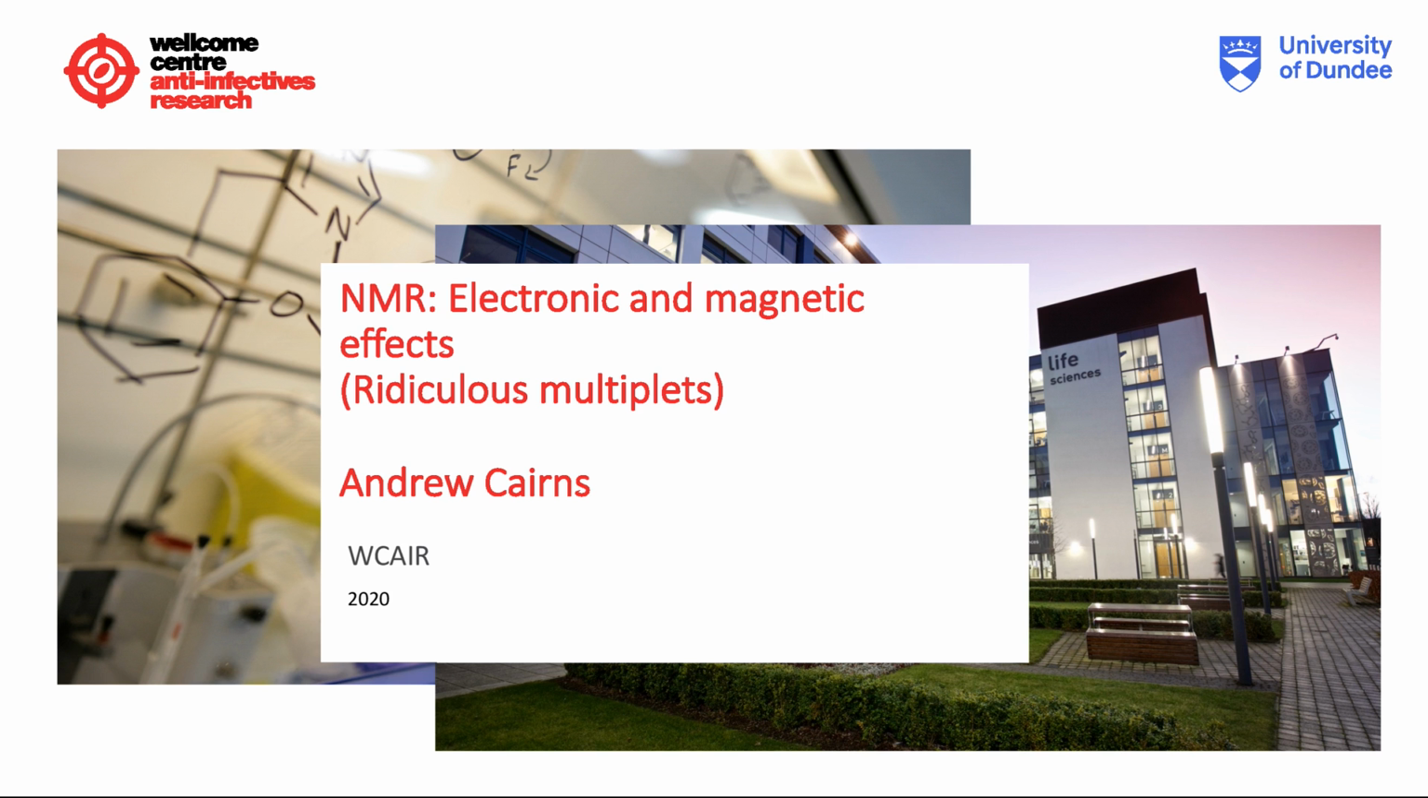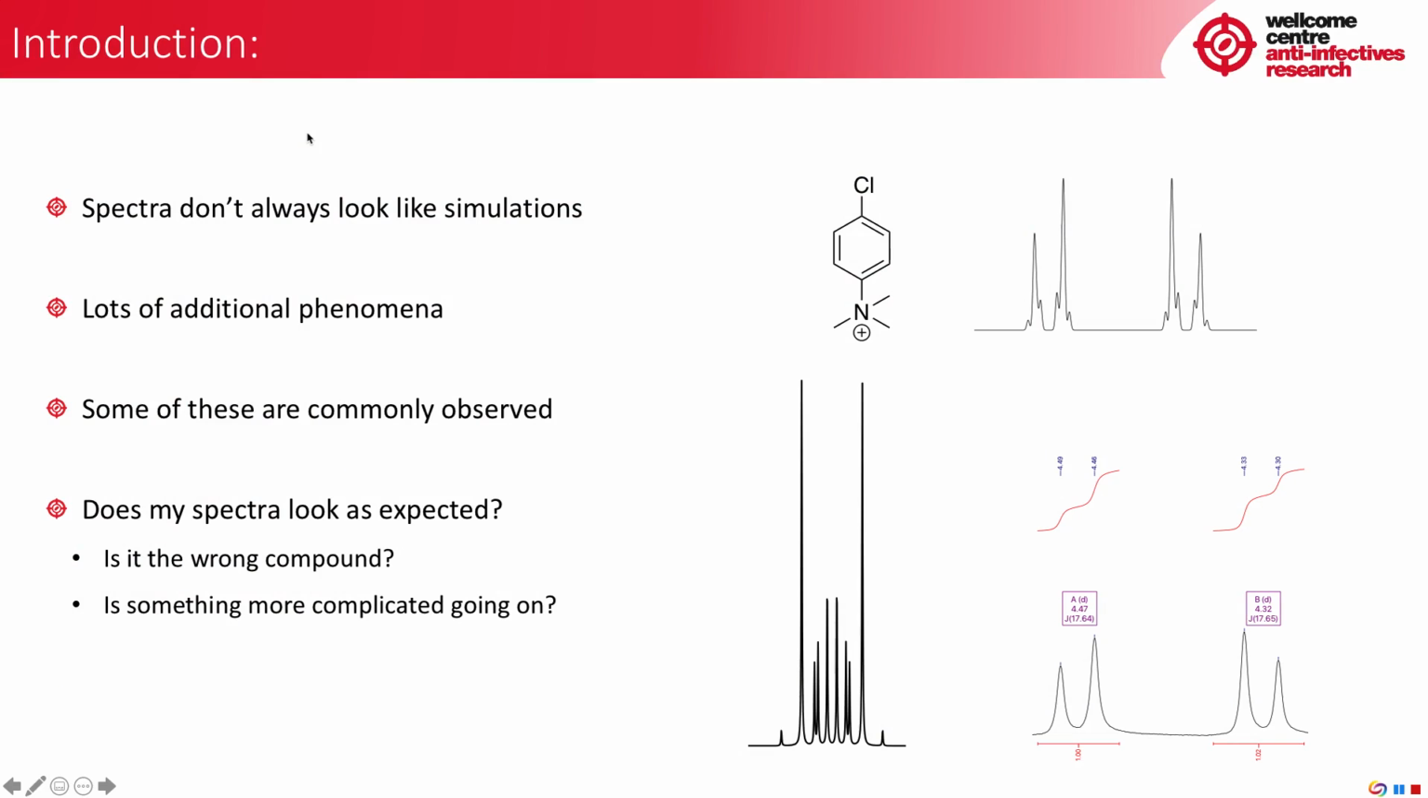Welcome to an NMR tutorial focused on electronic and magnetic effects, with a healthy dose of some pretty odd multiplets. So far I've shown you plenty of nice, well-behaved spectra. Also some that are a little bit confusing, rotamers and tautomers. Those signals originate in the shape of the molecule and the timescale of the measurements. Let's talk about some that have slightly different roots.